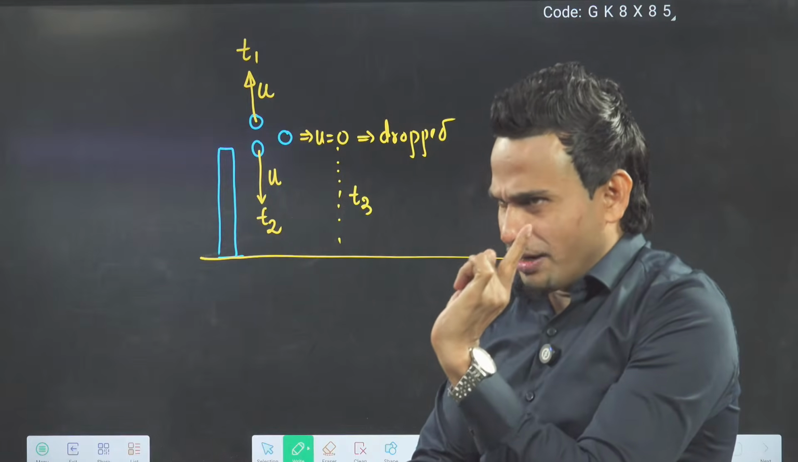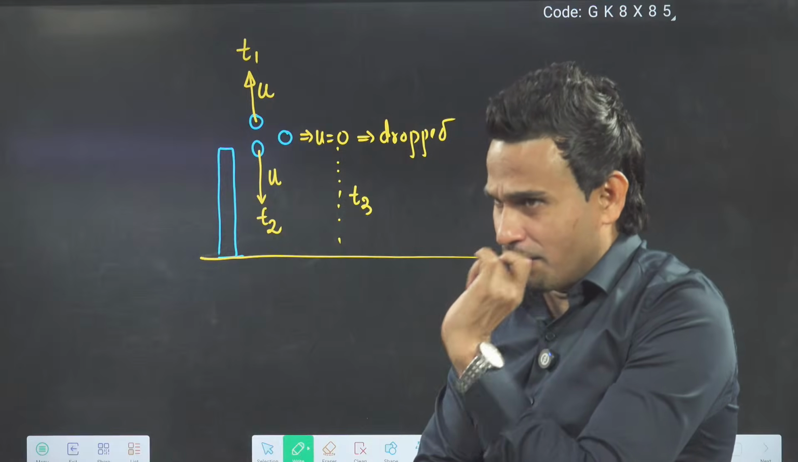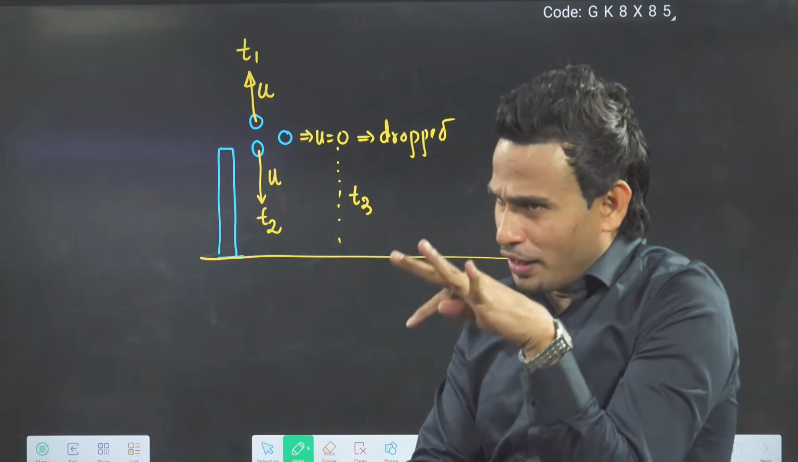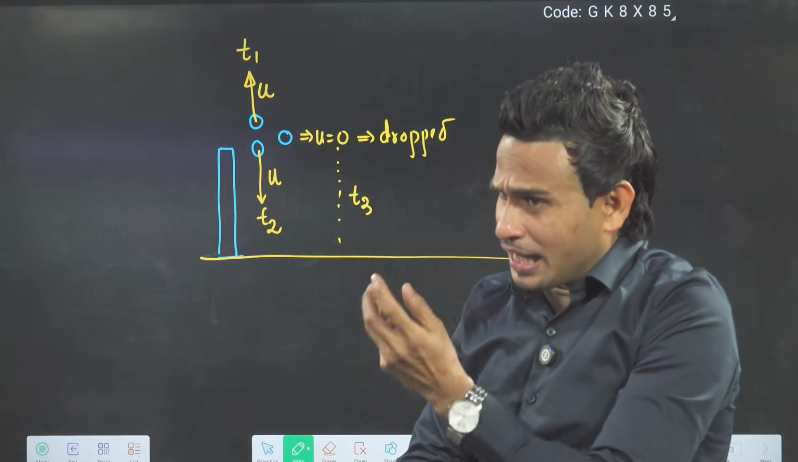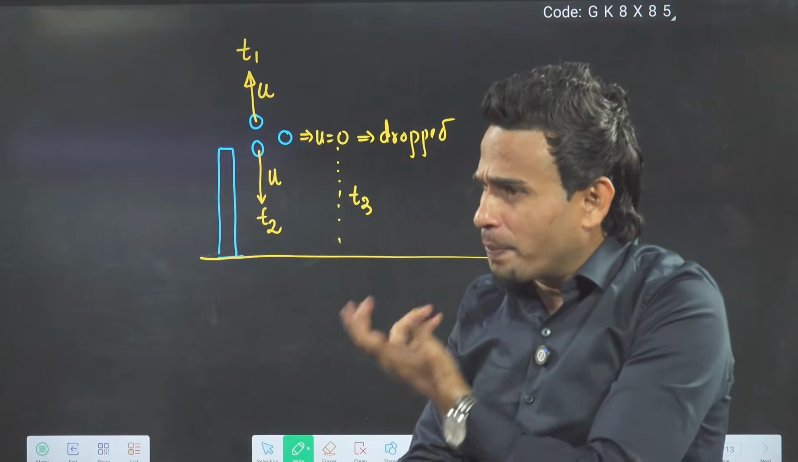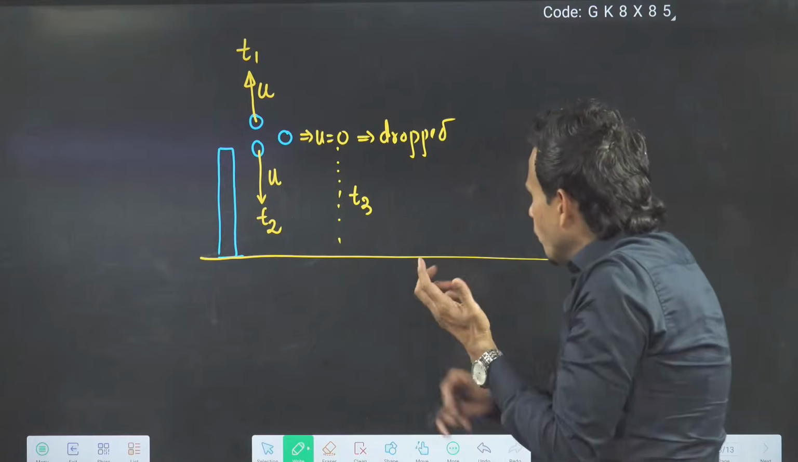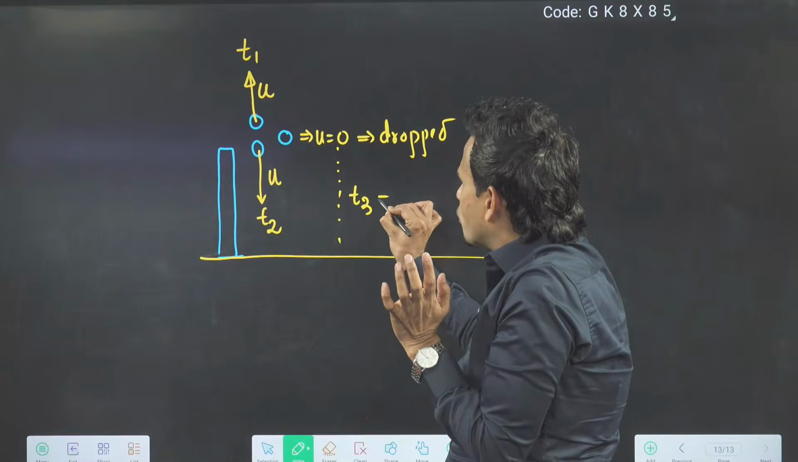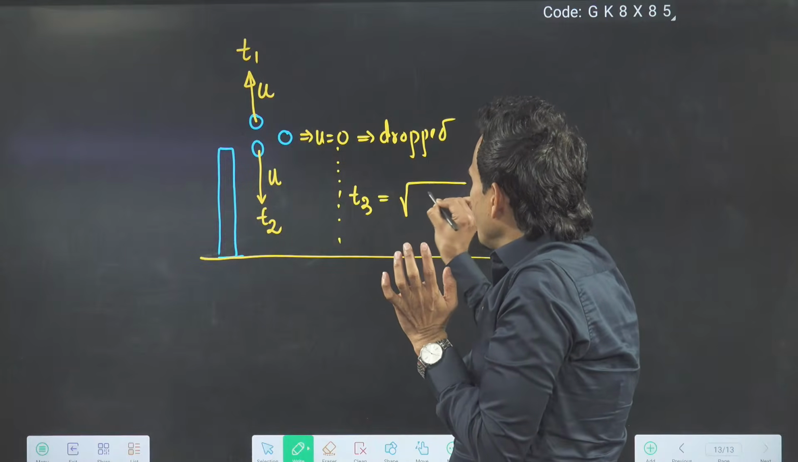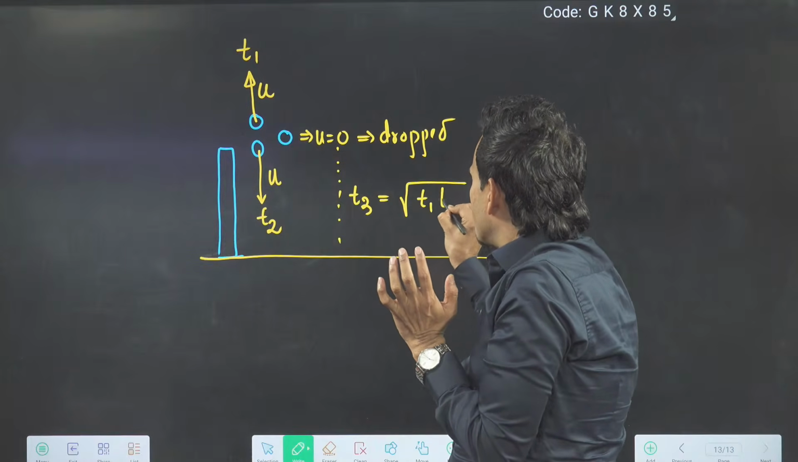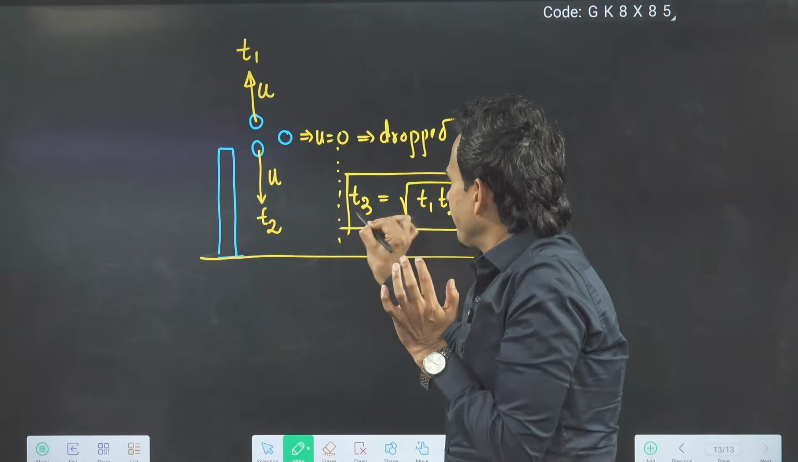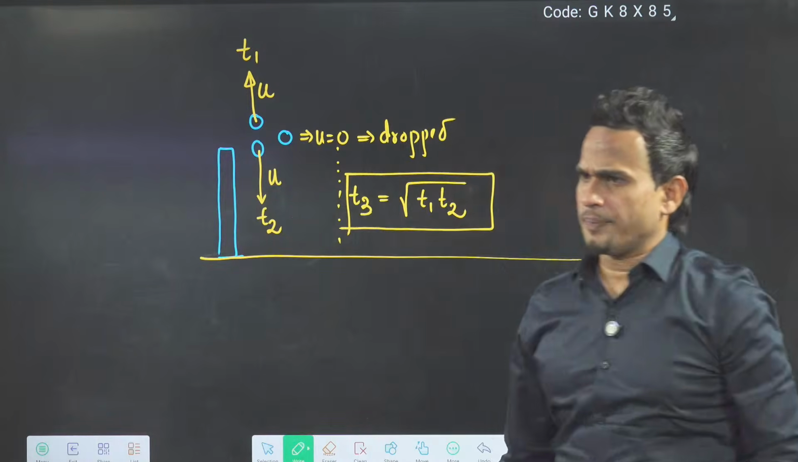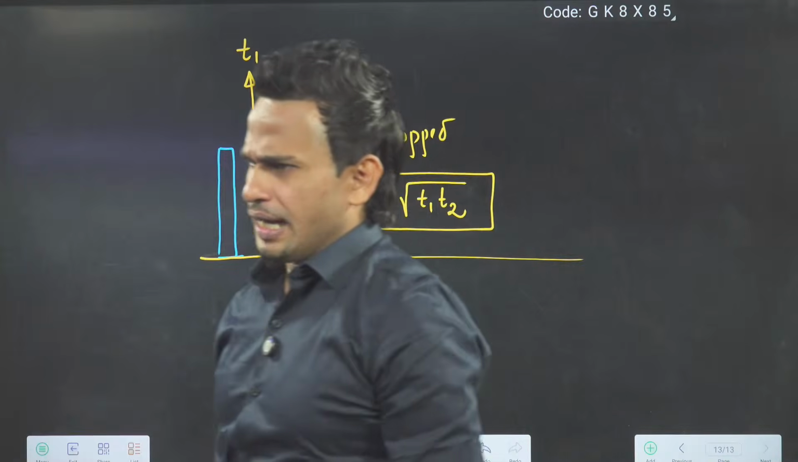Stone projected vertically upward takes time t1. Stone thrown vertically down with same speed takes time t2. Then the time taken by the stone which is dropped will be, if you don't know, under root of t1 into t2. This is the relation that will come. Meghna knows that, yeah.